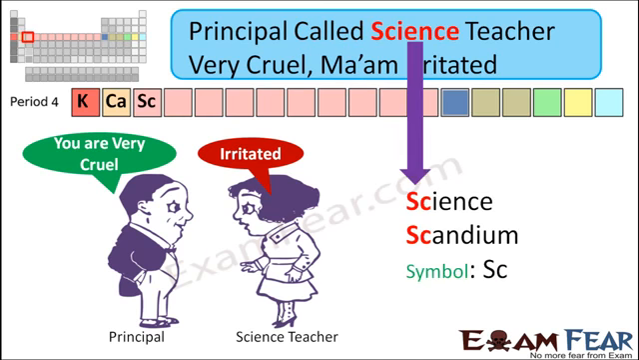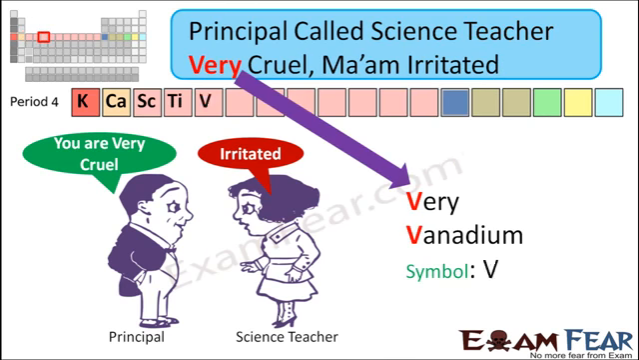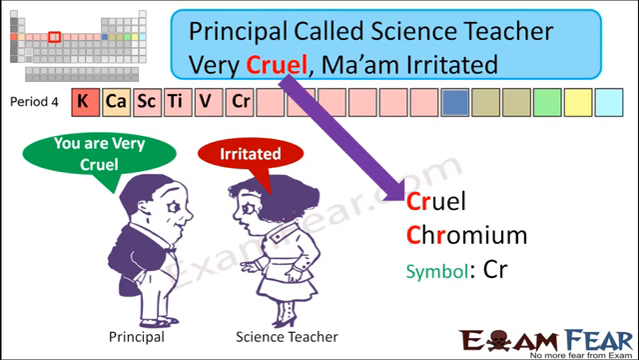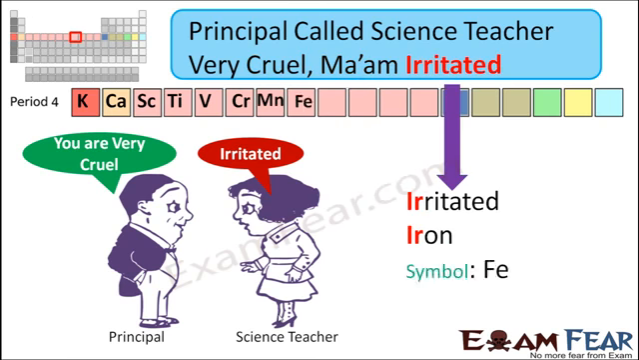Science reminds of scandium with symbol Sc. Teacher reminds of titanium. Very reminds of vanadium. Cruel reminds of chromium. So you have Cr in cruel, Cr in chromium. So cruel, chromium. Ma'am reminds of manganese. And irritated reminds of iron. So Ir in irritated, Ir in iron. However, the symbol for iron is Fe.